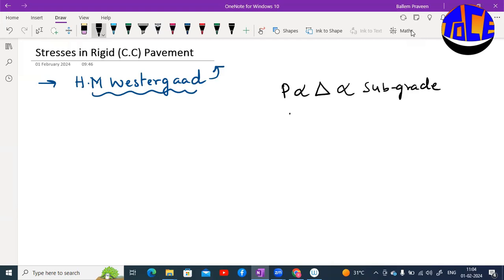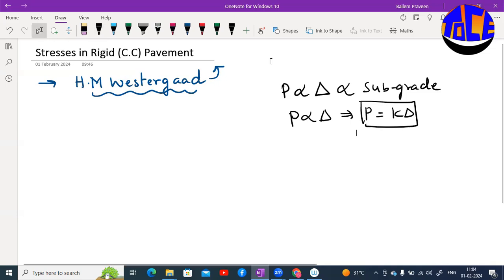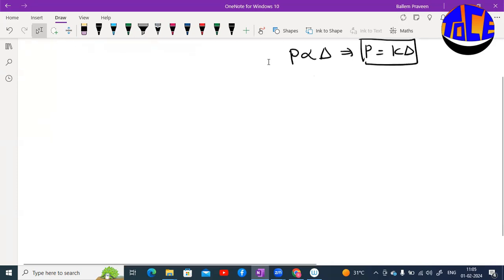So he gave the equation that P is proportional to the deflection, and P is equal to K into delta. Here K is nothing but the modulus of subgrade reaction. Based on this concept, he has provided a number of equations to calculate stresses under different conditions. So now let us see what the stresses in rigid pavement are and what equations Westergaard provided to calculate them.